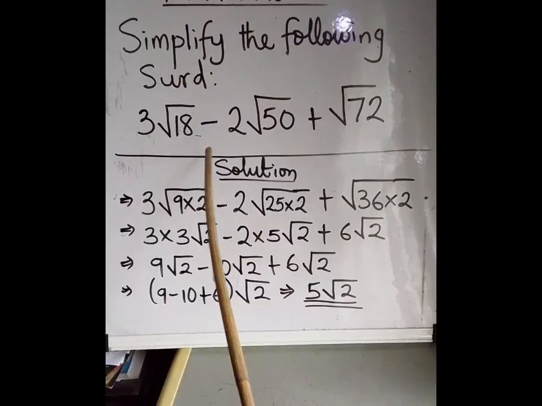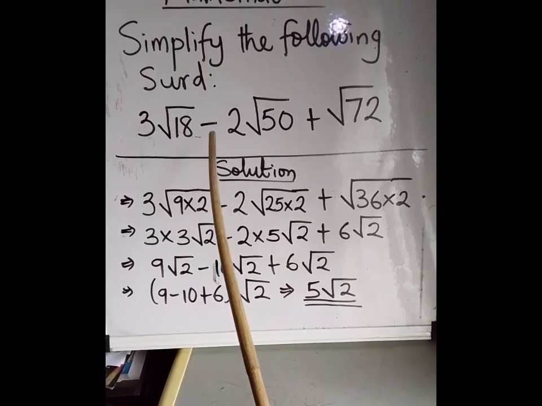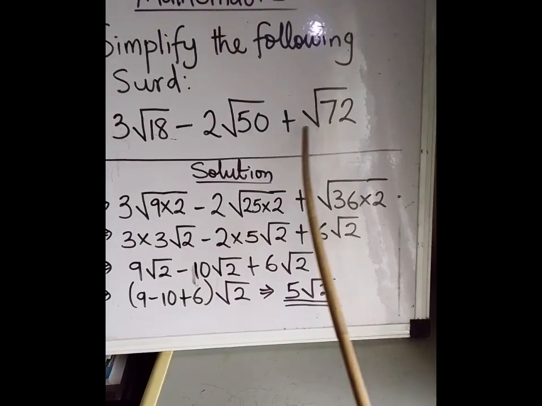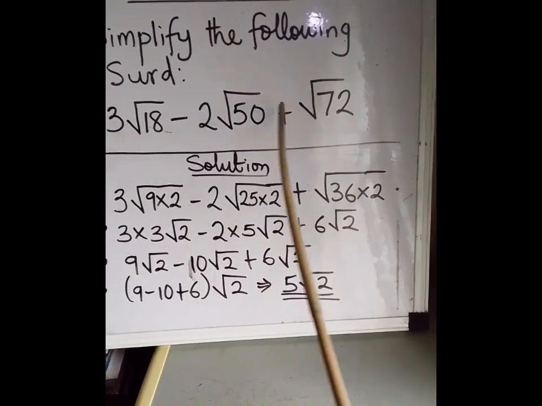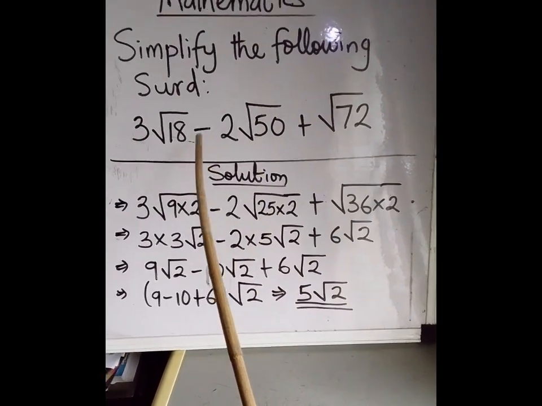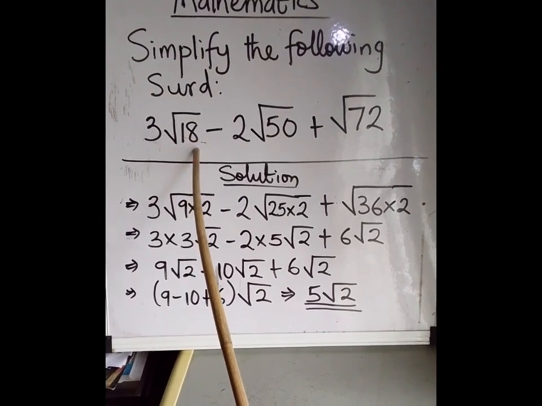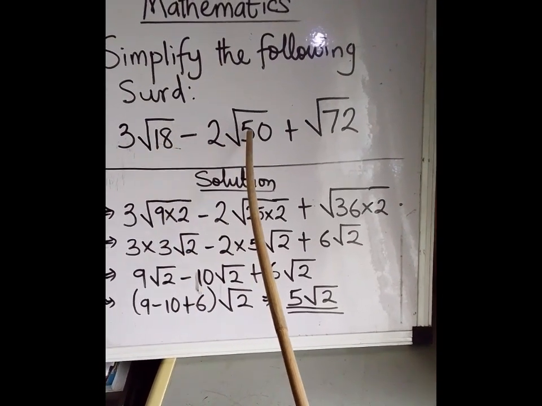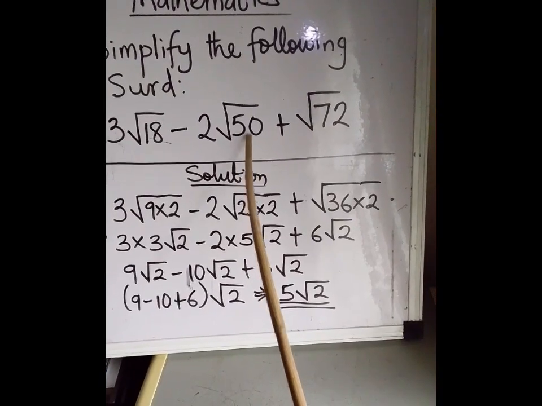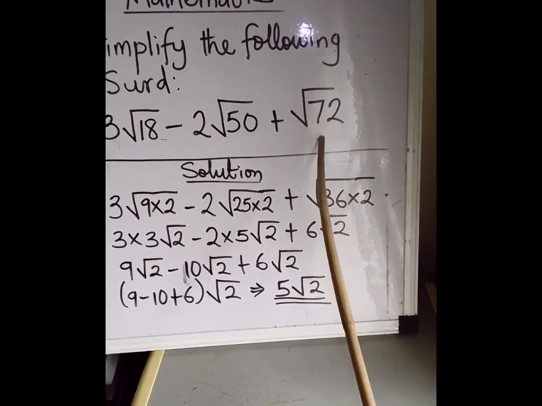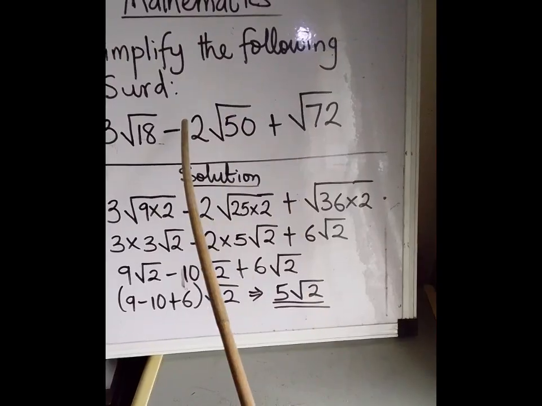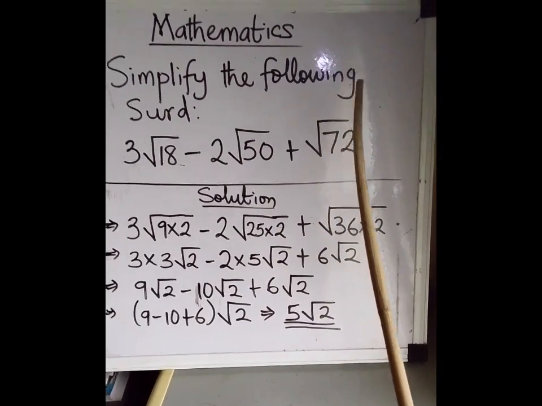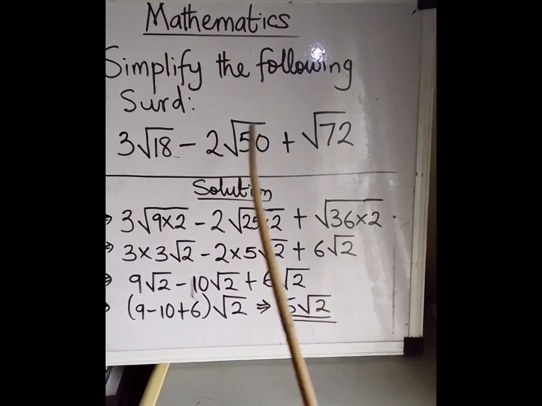For students of mathematics and further mathematics, anytime you see stuff like this, look for common numbers. If you look at it, there's something common in all of them. I can change the 18 to 9 times 2, 50 to 25 times 2, and 72 to 36 times 2. Are you seeing the repeated 2? And this 9, 25, and 36 makes so much sense, because each of them is a perfect square.